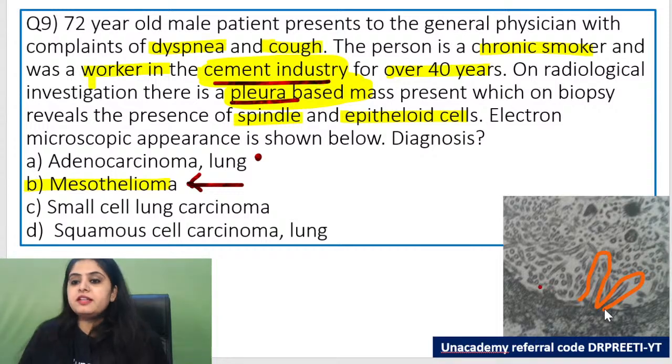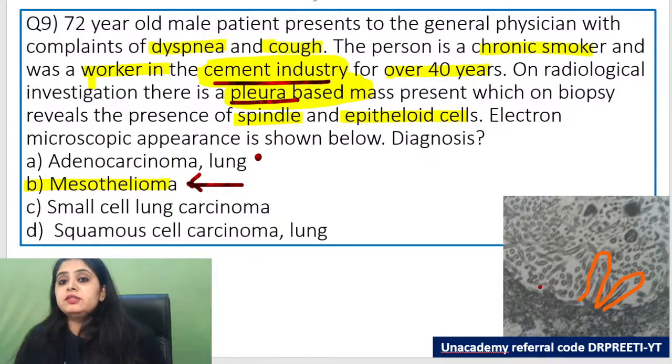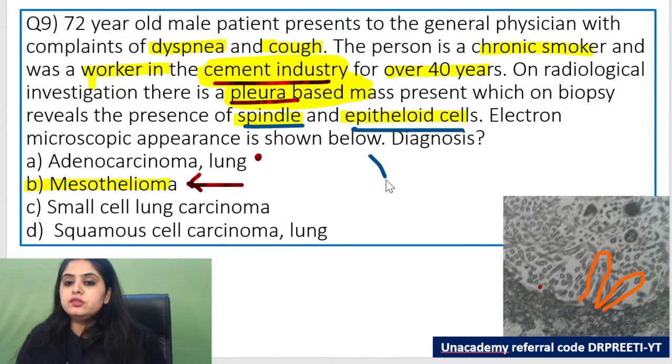Are we okay with this, everyone? Should we move on to the next question? Another one coming up your way? Very good. Yes, another hint of mesothelioma was there, that mesothelioma microscopically shows you two cell patterns. It can show you spindle cells and it can show you round cells.